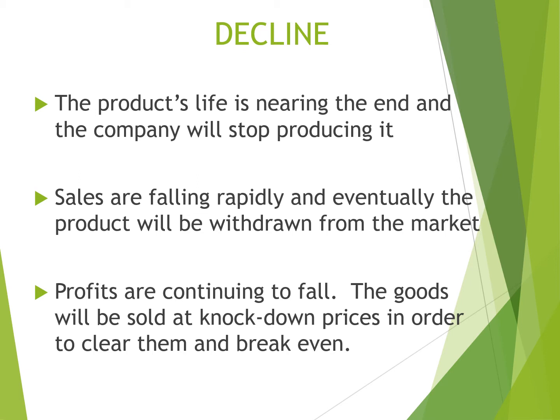The goods will be sold at knockdown prices in order to clear them and even to break even from them. So as I say, this is the decline stage, is really when the product should be taken off the market, and we call these dogs, and these will be discussed further when we look at the Boston Matrix shortly.